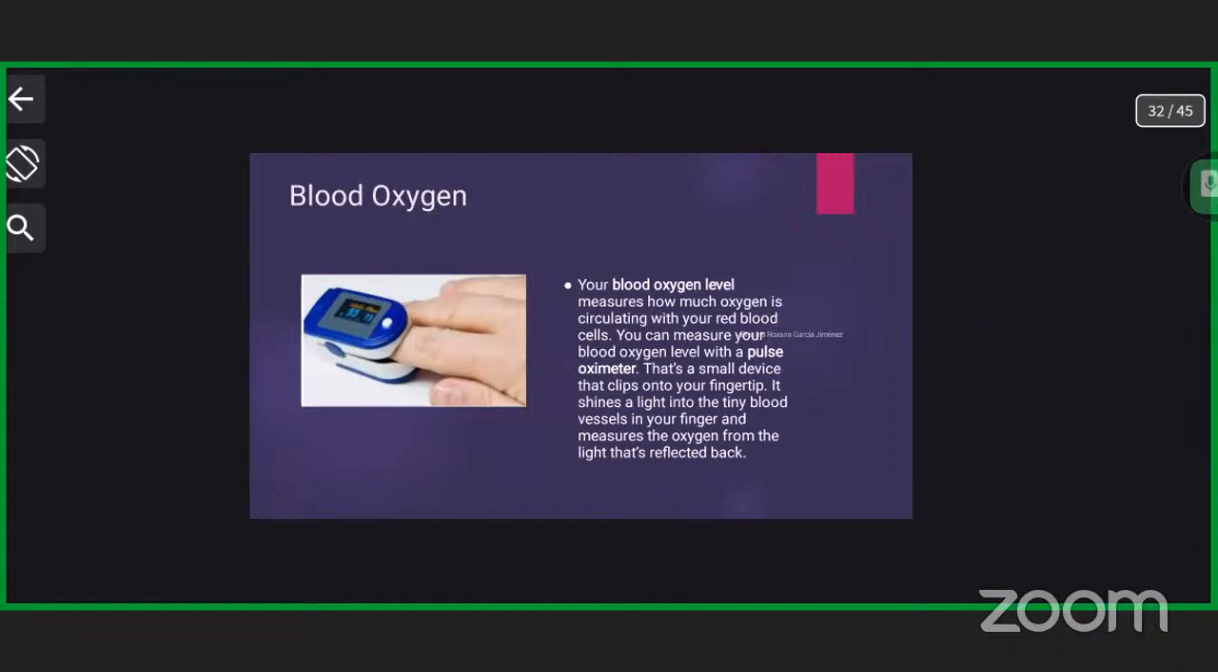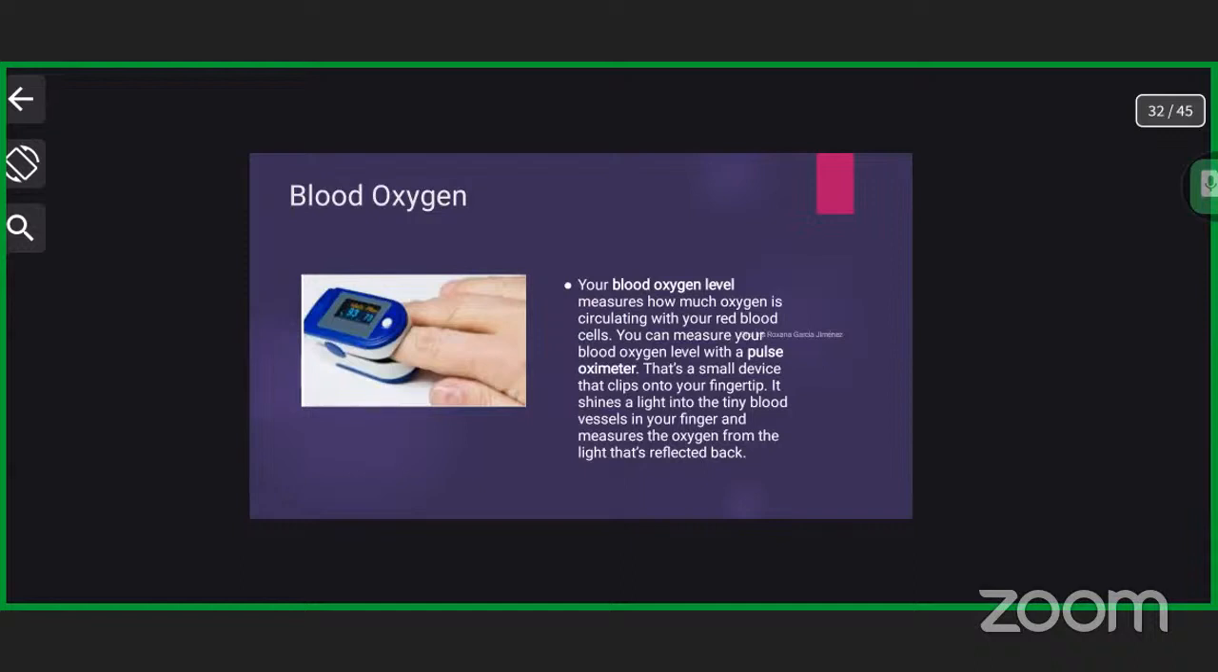Blood oxygen. Your blood oxygen level measures how much oxygen is circulating with your red blood cells. You can measure your blood oxygen levels with a pulse oximeter. That's a small device that clips onto your fingertip. It shines a light into the tiny blood vessels in your finger and measures the oxygen from the light that's reflected back. Thank you.